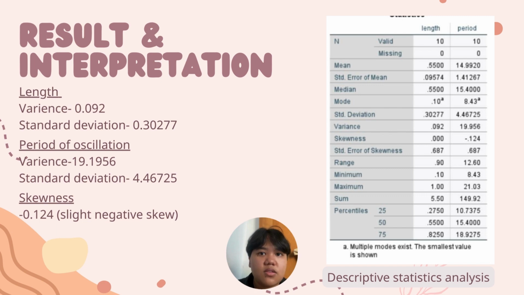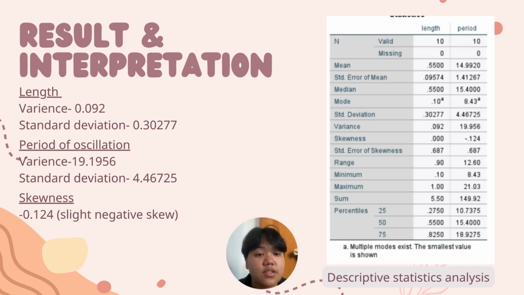On the other hand, a skewness value of negative 0.124 suggests a slight negative skew. Negative skewness indicates that the tail of the distribution is skewed toward the left side. In other words, the distribution has a longer or flatter tail on the left side compared to the right side.